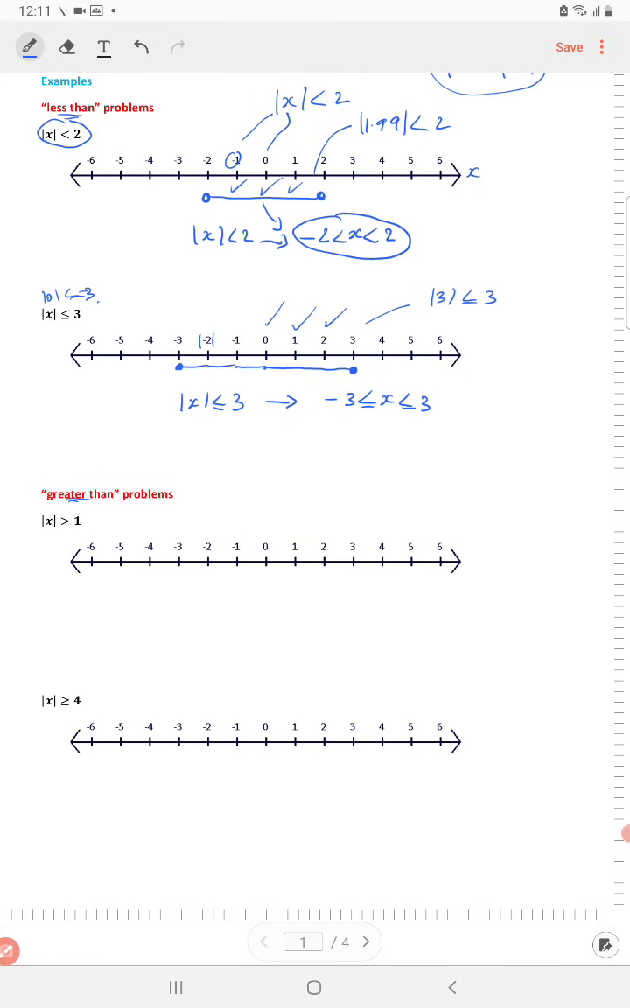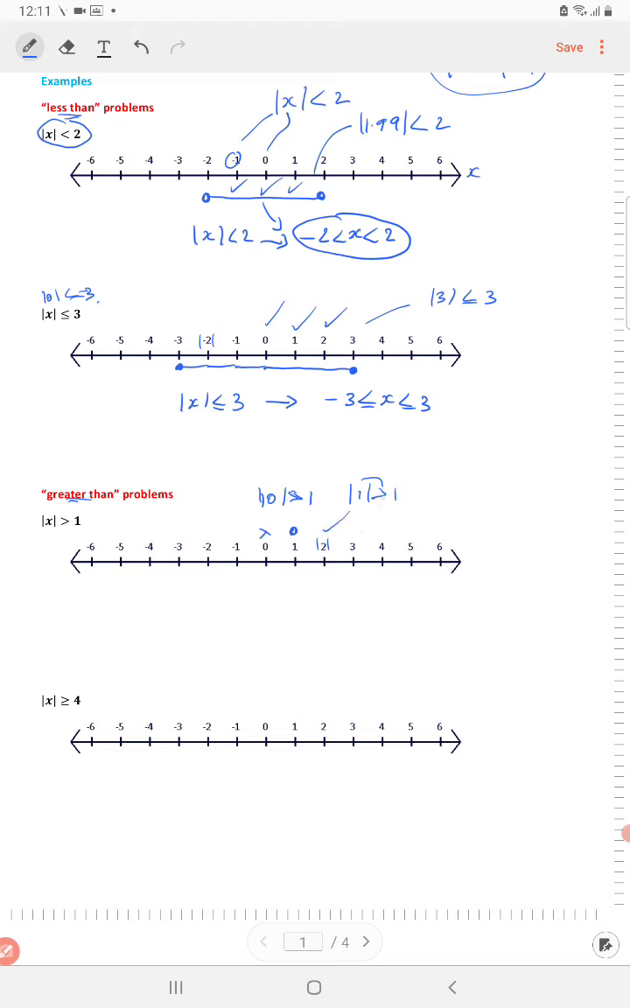For greater than problems, we do the same procedure. So let's try some values. So what about absolute value 0? Is that greater than 1? No, not this value. What about 1? Absolute value 1, is that greater than 1? Well, no, but that would be the starting point because the value is equal. How about 2? Absolute value 2 is 2, which is greater than 1.